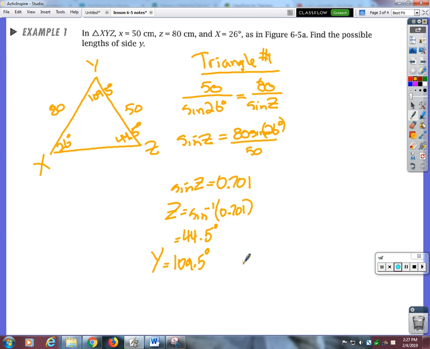And then the last piece we need to find is side Y. Okay, here is my suggestion to you. You appear to have a choice right now because you know two opposite sides and angle pairs. Always use the one they gave you to start with, okay? So go back to this right here and go 50 over the sine of 26 equals, this time we're going to look for side Y divided by the sine of 109.5. I'll hold on while you guys calculate that and tell me what you get.